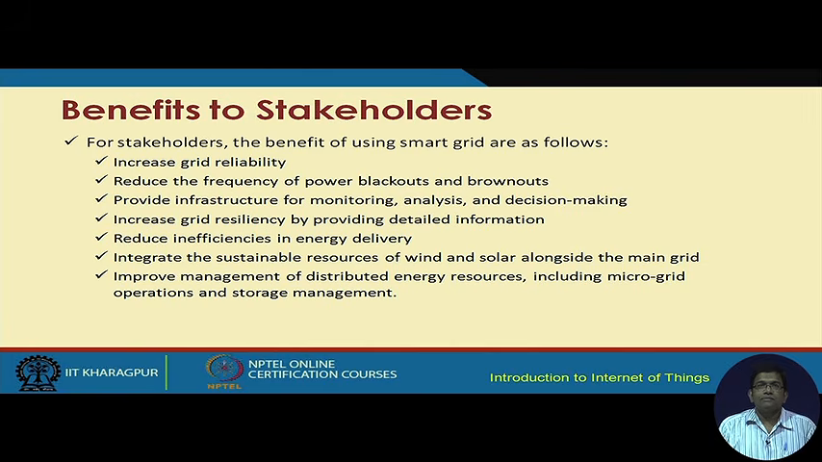Other stakeholders can also benefit from the smart grid as follows. For example, overall, by the introduction of the smart grid, the grid becomes more reliable, as I already said before. The possibilities of blackouts and brownouts. Blackout means that power consumption is no longer possible. Power is completely cut off for longer durations of time. So that is a power blackout.